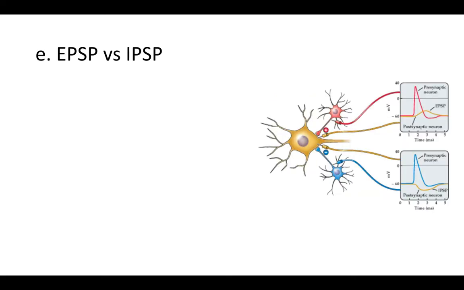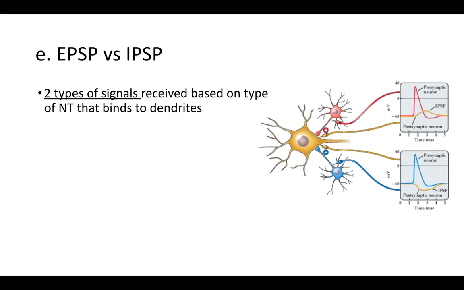Okay, so let's talk for just a second about the difference between a couple of signals. So this next section in your notes is called EPSPs versus IPSPs. These are two types of signals that are received on the dendrites based on the kind of neurotransmitter that's binding. So the E in EPSP stands for excitatory, and the I in IPSP stands for inhibitory, which essentially means that some neurotransmitters excite the neuron and other neurotransmitters inhibit that excitatory process.